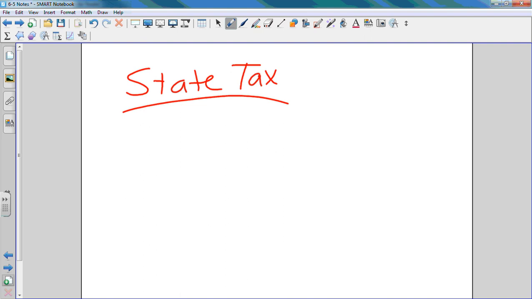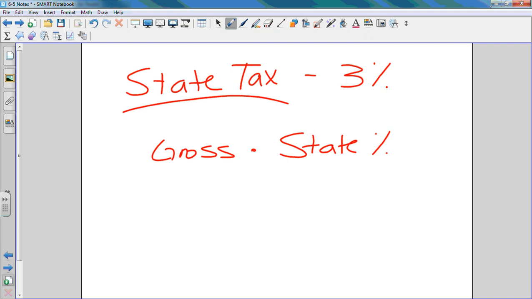So all you do, if the state tax is 3%, is take your gross amount times your state tax percent, and that gives you your deduction. It's nothing complicated like the federal government does. It's just usually a percentage. Any questions? All right, this is what you're going to be doing on your homework.